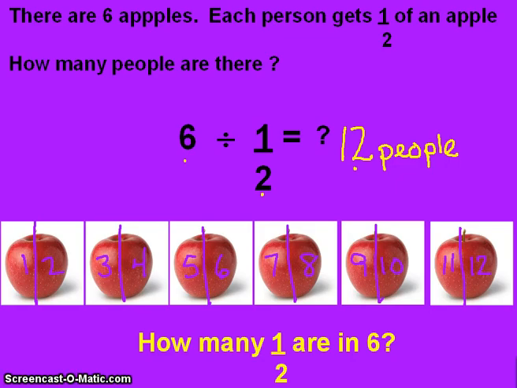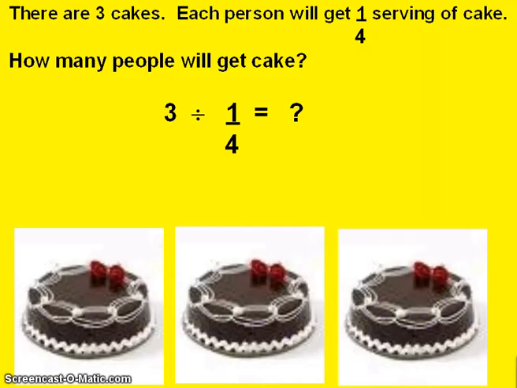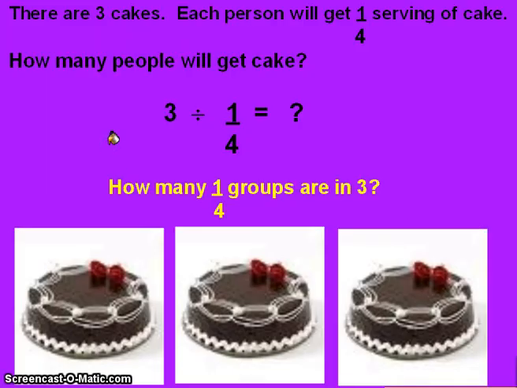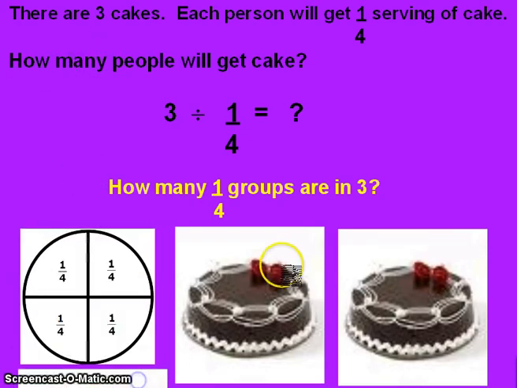Let's look at another problem. Let's say there are 3 cakes and each person is going to get 1/4 serving of cake. We want to know how many people will get cake. We can use the division equation 3 divided by 1/4 to represent this problem. To solve this problem, we need to ask ourselves, how many 1/4 groups are in 3 wholes? To do that, we need to split each whole cake into fourths.